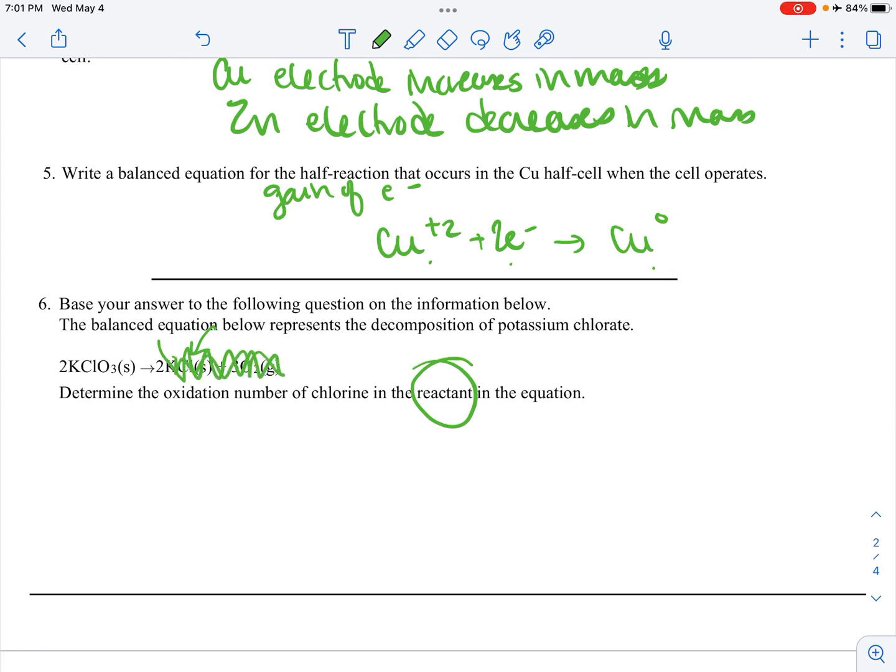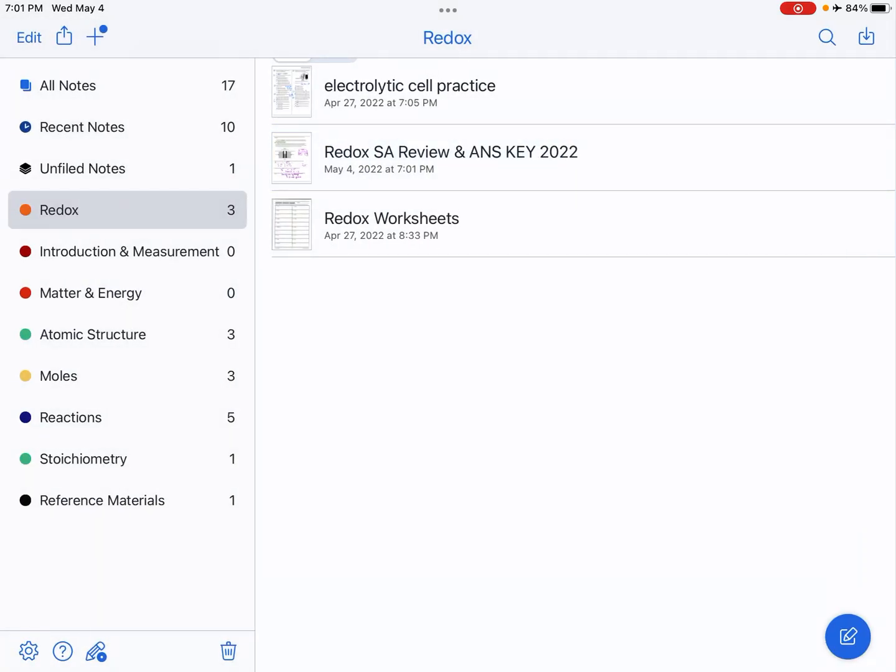That's products. So we have KClO3. Now, the 2 that's here, just don't worry about it, okay? Because that's part of balancing the whole reaction. So we need to go to the periodic table.